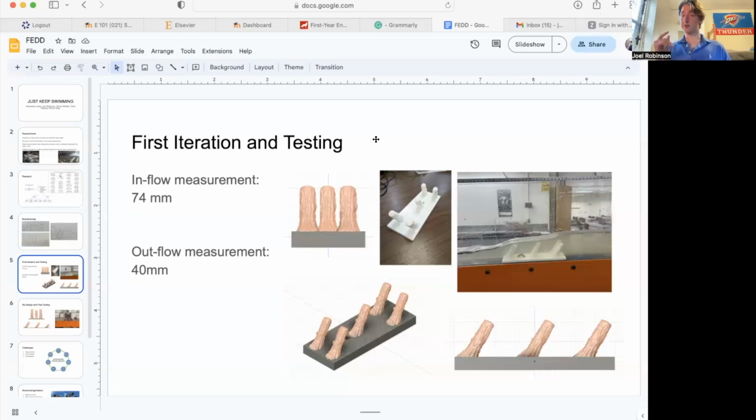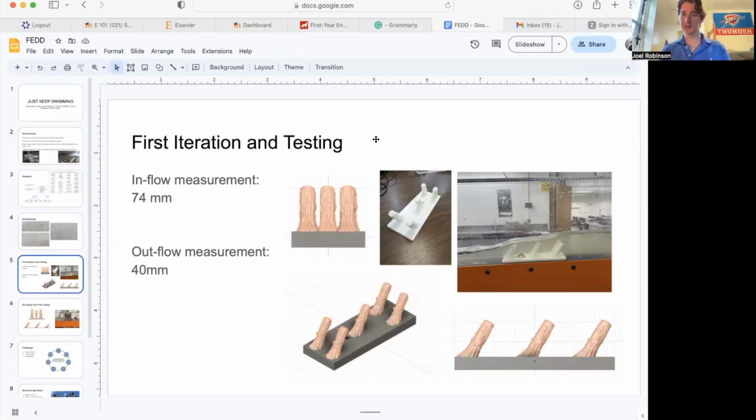We also had our outflow measurement, which was approximately 40 millimeters. What we can see here is the height of the water going out. That is approximately the same measurement as what we got on the second iteration for the outflow, which is great.